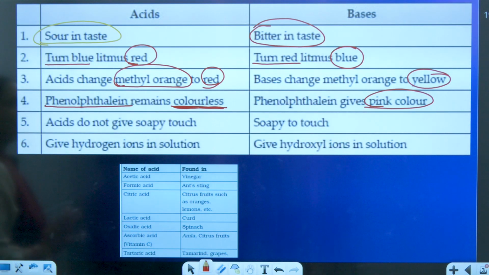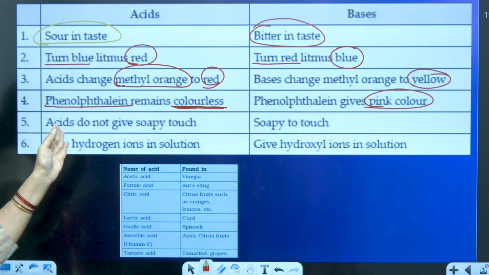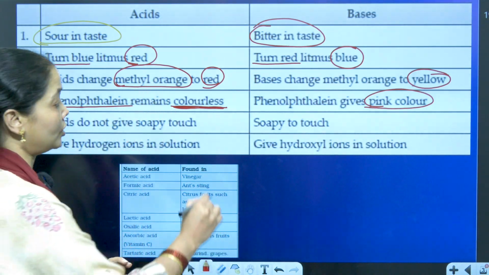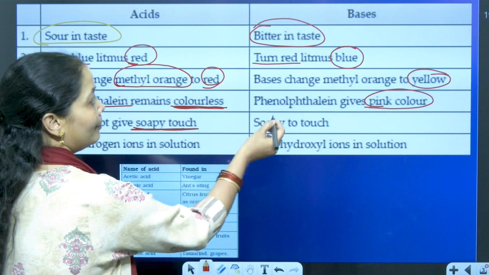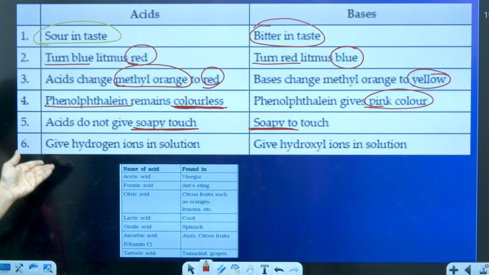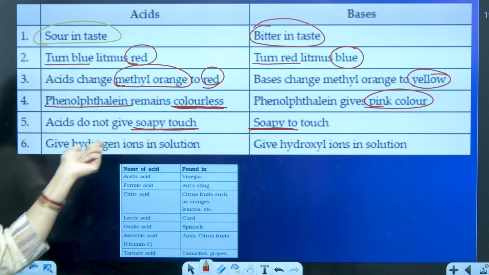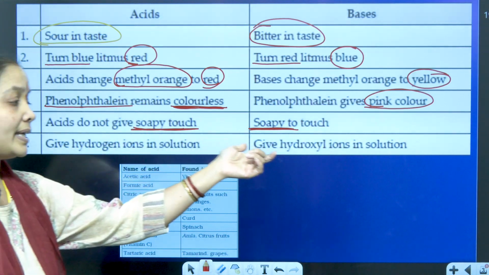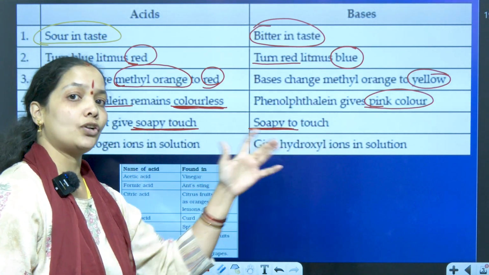The fifth type of difference is that acids do not give any soapy touch. It is not soapy to touch, but bases are soapy to touch. Then acids normally liberate hydrogen ions, but bases contain hydroxyl ions.